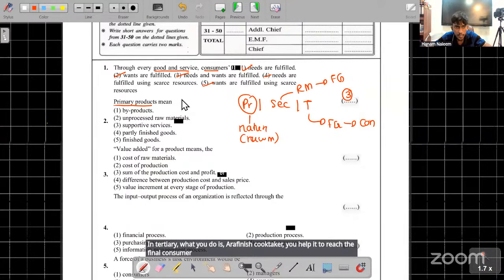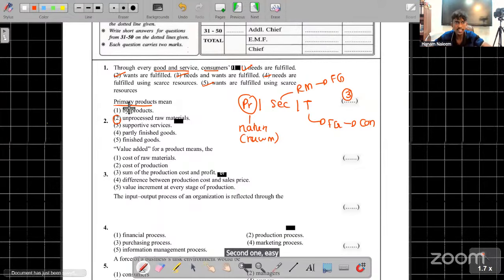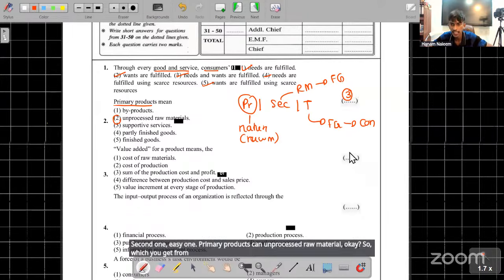So say, what do primary products mean? What's the Roman number? The second one, an easy one. Primary products are unprocessed raw materials. Okay, so which you get from nature. So the answer is the second one.